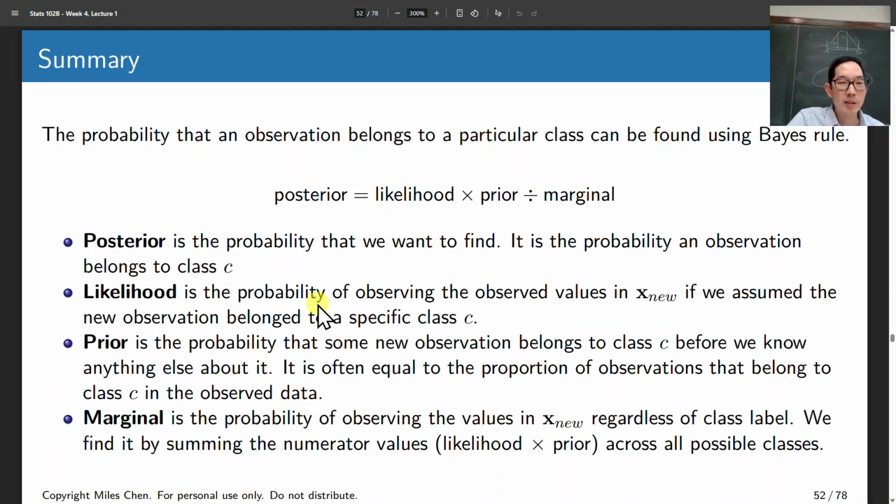So, the probability that an observation belongs to a certain class can be found by using Bayes' rule, and this is what we have.